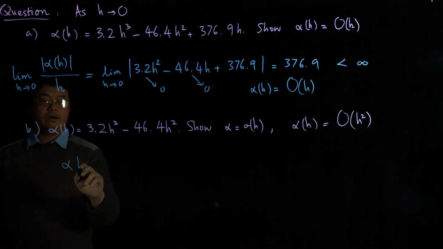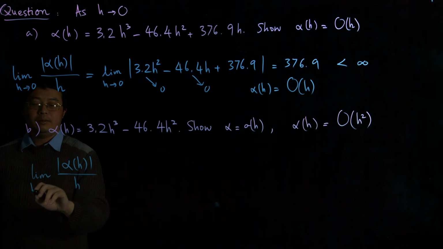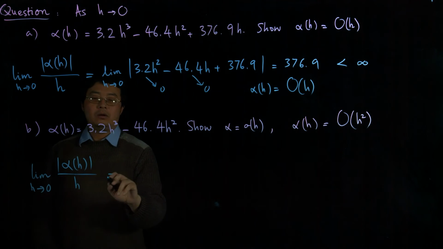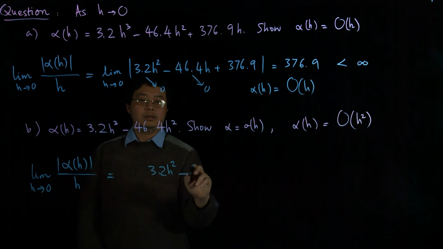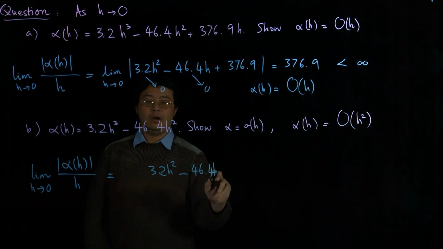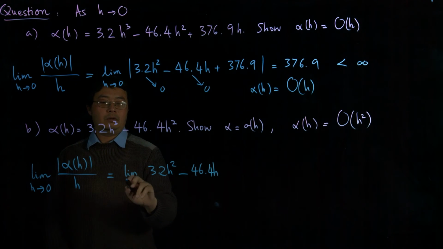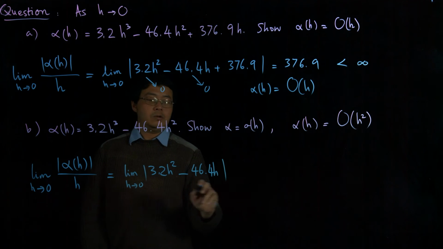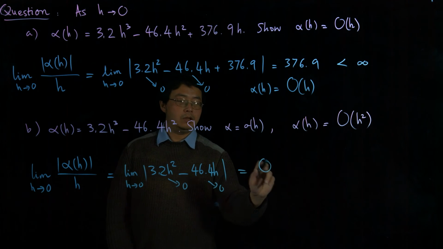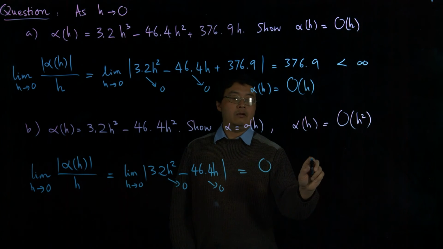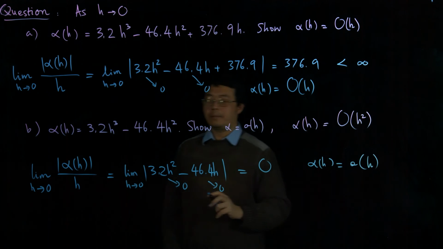So you take alpha h, you divide it by h in absolute value, and you take the limit when h goes to 0. When you divide by h, the first term will be 3.2 h squared, and the second will be 46.4 h. Then you take the limit when h goes to 0, and you will see that this goes to 0 because h goes to 0, so the whole limit goes to 0. Therefore, alpha h is little o of h, okay?